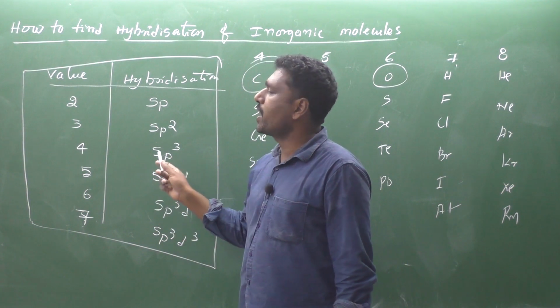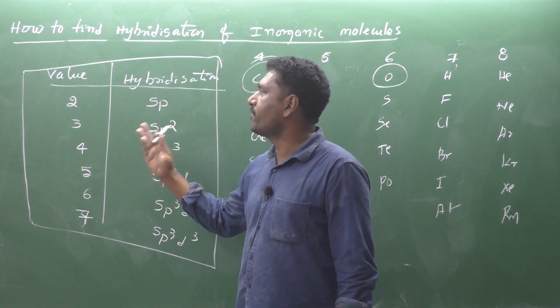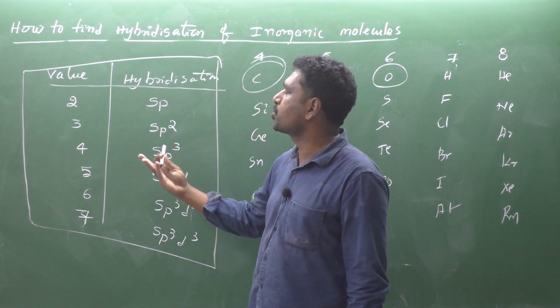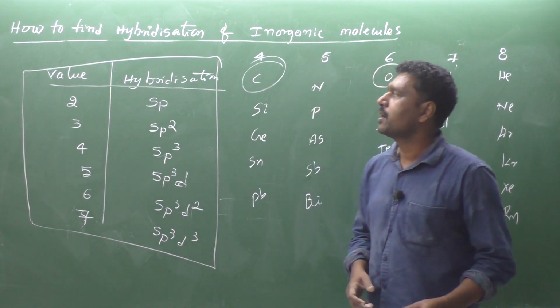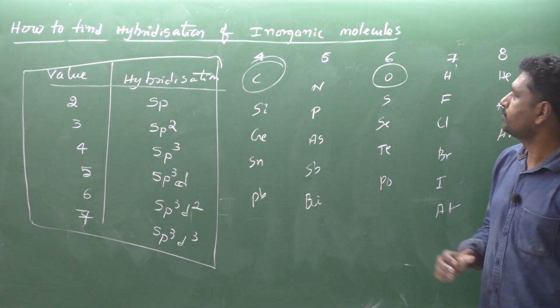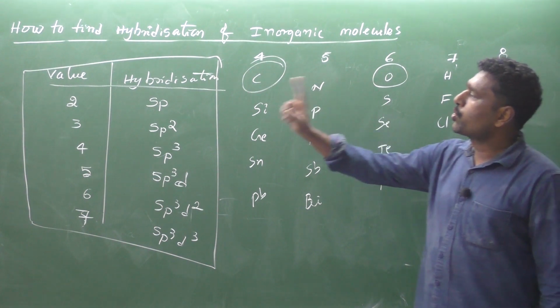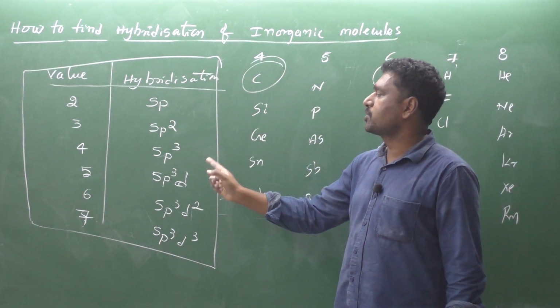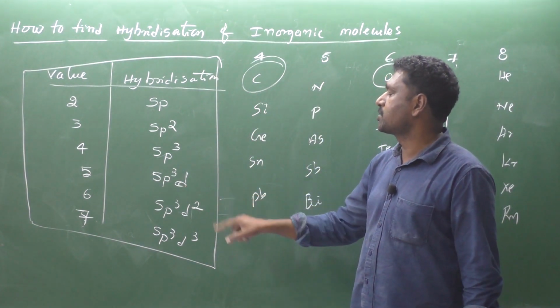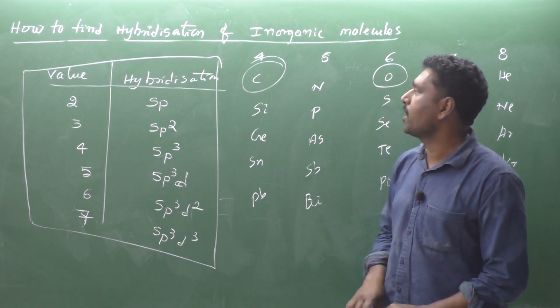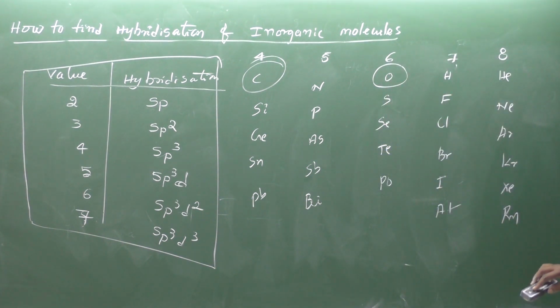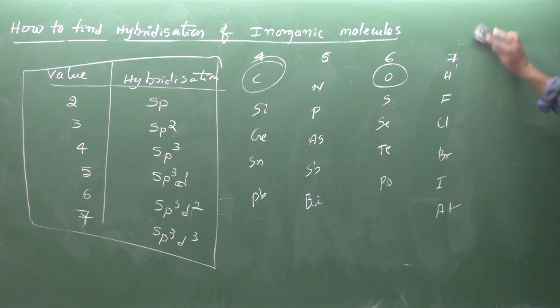By knowing these values, after calculation we get the values, and by substituting these values we get the hybridization. So 2 is sp, 3 sp2, 4 sp3, 5 sp3d, 6 sp3d2, 7 sp3d3. I will take one more example.